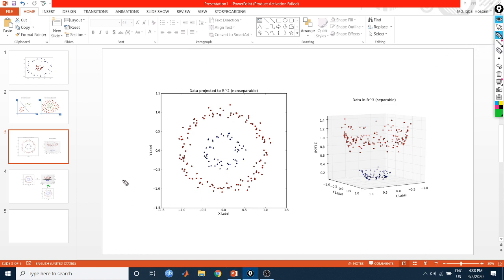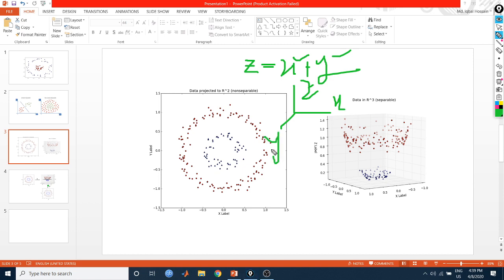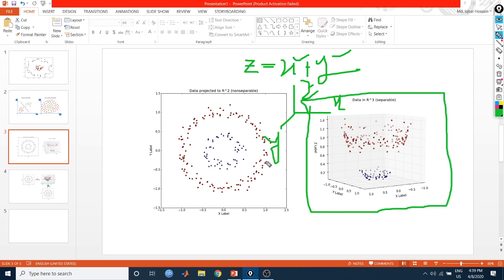Let's draw. This is the data out there and it is plotted on x and y. Okay, so let's make another variable z equal to x squared plus y squared. Now if I plot the data with z on this axis, x on this axis and y on this axis, then I'll have a graph like this one. The data will be separable into these two. This is the red data and this is the blue data. Now let's draw a hyperplane. Let's say this is the hyperplane, then I can easily differentiate this data into two.